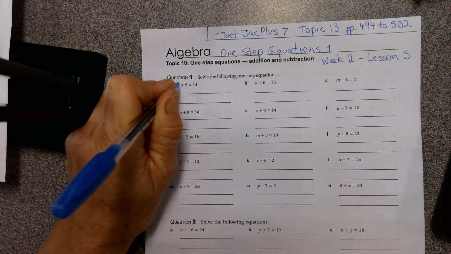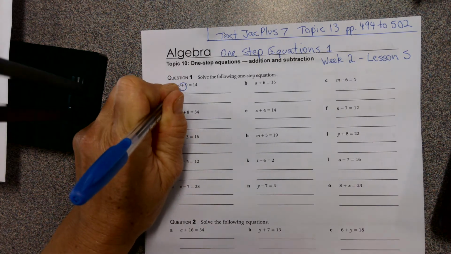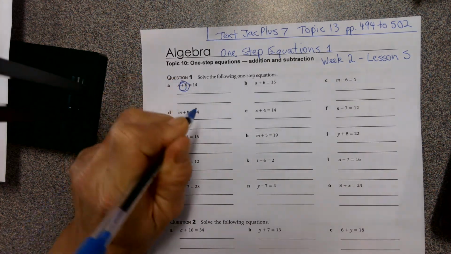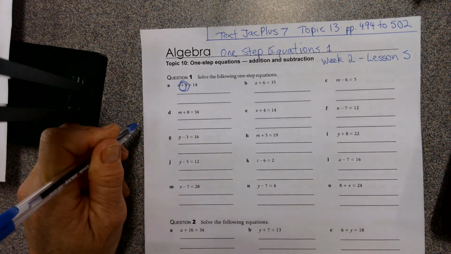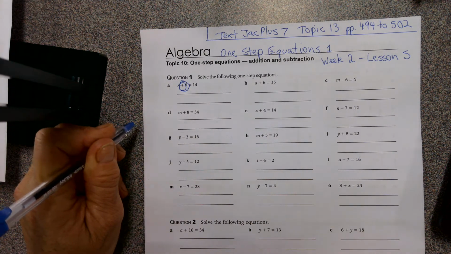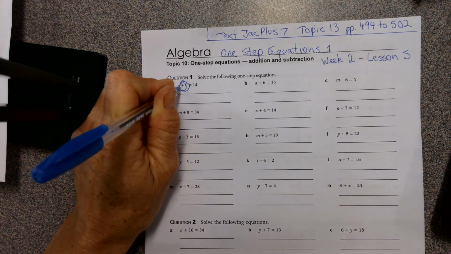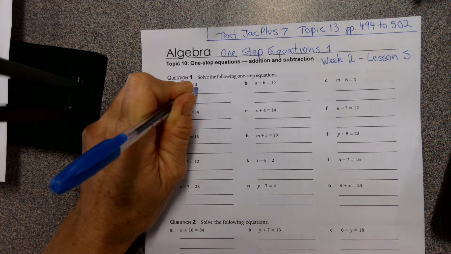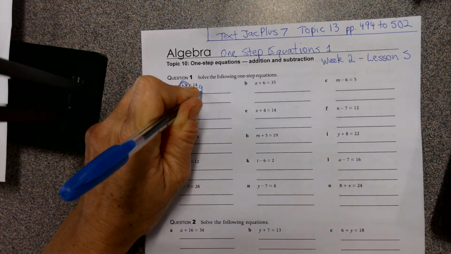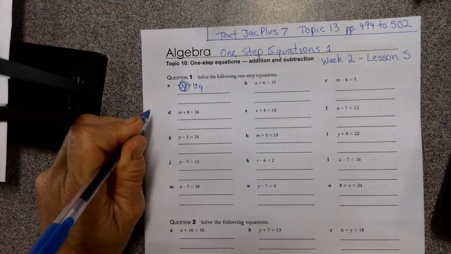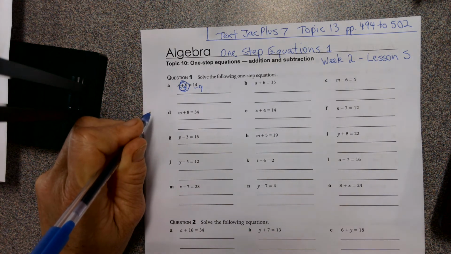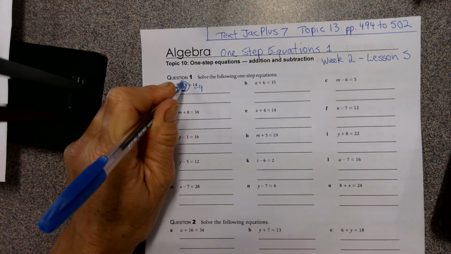So we want to get rid of the plus 9. So if you circle the plus 9 and you think to yourself, what's the opposite of adding 9? You say, well, it's take 9. What you do to one side of an equation, you must do to the other. So you take 9 from both sides.